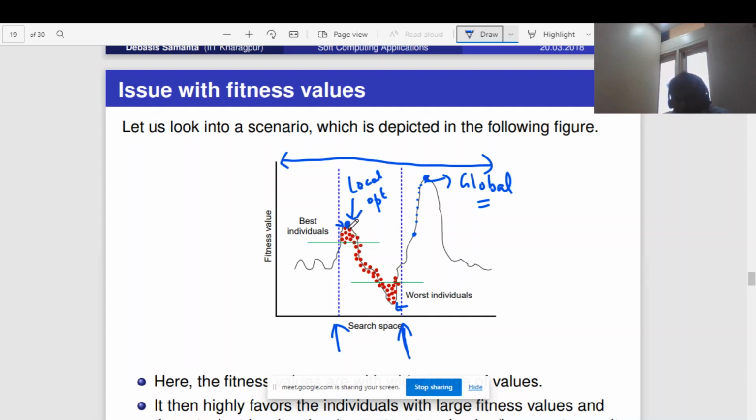It helps us to move from local optimal to global optimal. Why? Because all the individuals are in a limited range. So this problem can occur in two cases.